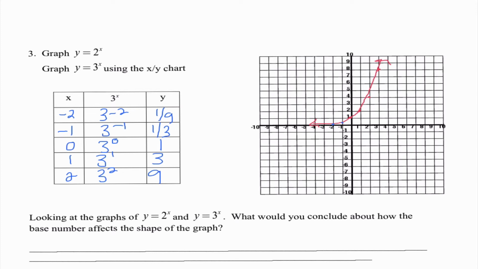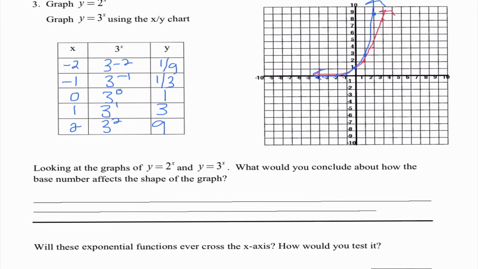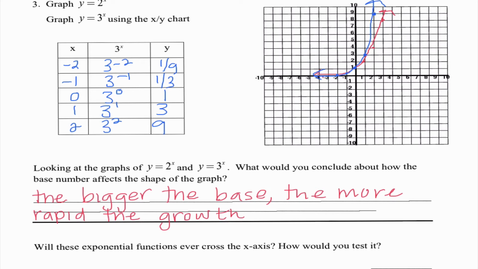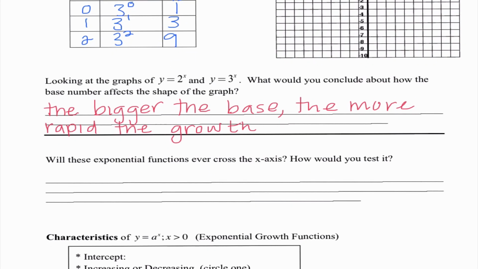Now notice I'm not totally accurate on everything, and honestly that's okay. But it's going to look something like this. Okay, and if we're looking at these, if I'm concluding about the base numbers, so we know the base numbers here are 2 and 3, and we're going to say something like the bigger the base, the more rapid the growth, or the quicker it grows, or something like that. Okay, those aren't exact words you need to have, but I think it just gives us a general idea.